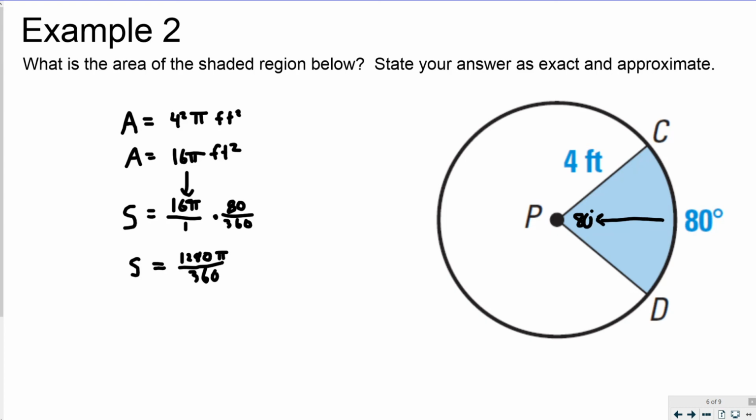So turning that into a fraction, the best reduction of me pushing my math fraction key is 32 pi over 9. And that's feet squared. And if I do the approximation, 32 divided by 9 times pi is equal to 11.2 feet squared.